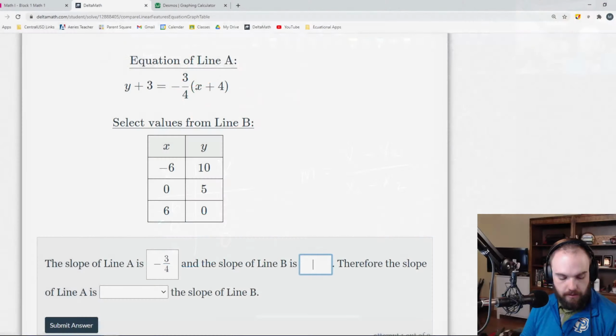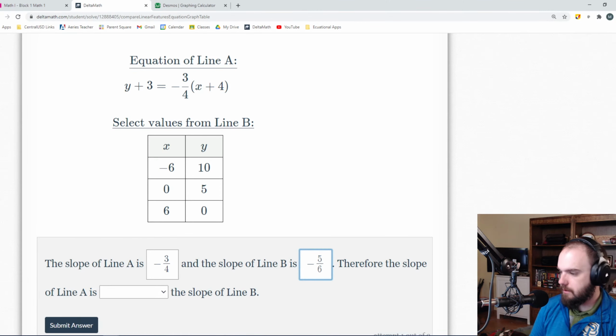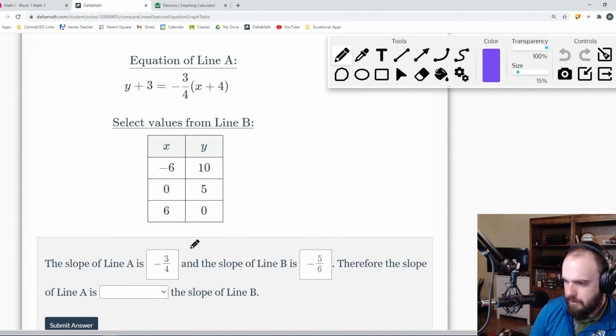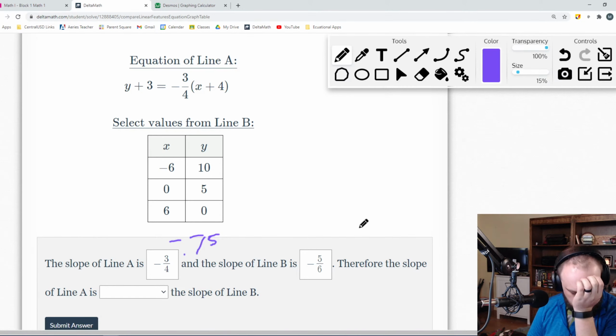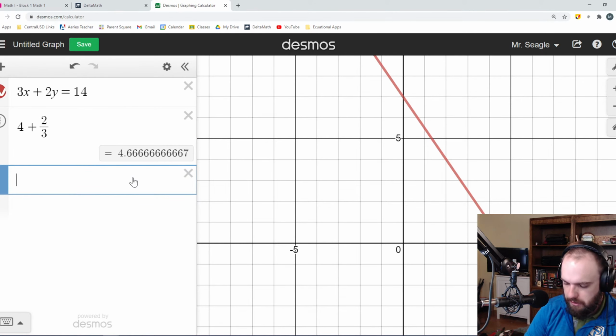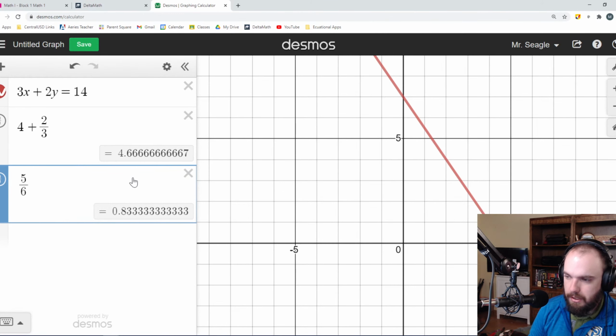All right, so let's go back to Delta Math. We have negative 5 divided by 6. So we got negative 3/4. Another way to say negative 3/4, if I wanted to convert that into a decimal, would be 0.75. So we have negative 0.75 and 5/6. My brain is not quite working right now, so I'm going to cheat a little bit. 5 divided by 6 would be 0.83.